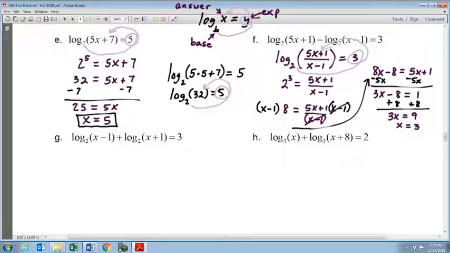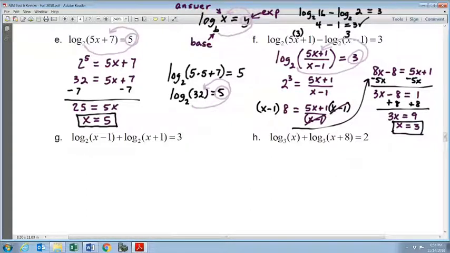All right, so let's check that. If you plug that in, you're going to get the log base 2 of 16. That's 5 times 3 is 15 plus 1. That's 16. Minus the log base 2 of, let's see, 3 minus 1 is 2. And this needs to equal 3. Now remember, log base 2 of 16, what exponent do you put on a 2 to get 16? That would be 4. And what exponent do you put on a base of 2 to get 2? That would be 1. 4 minus 1 does equal 3, and so that is correct.